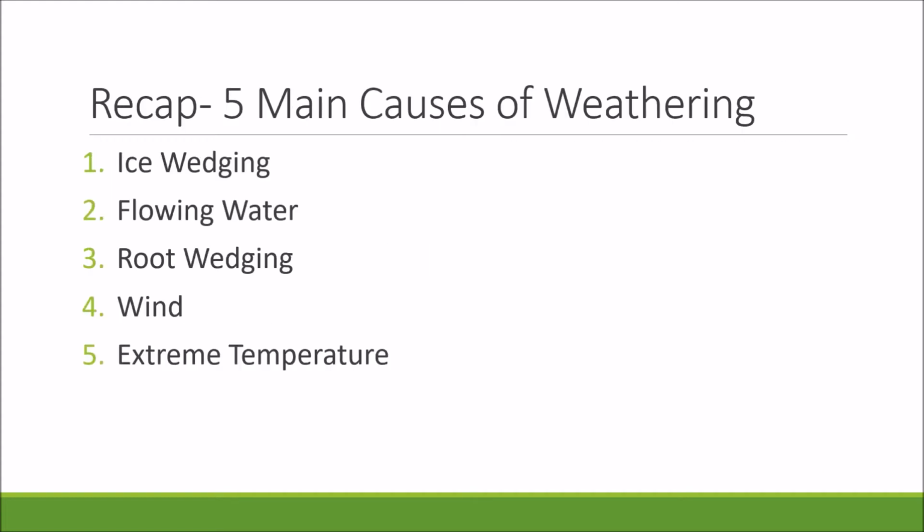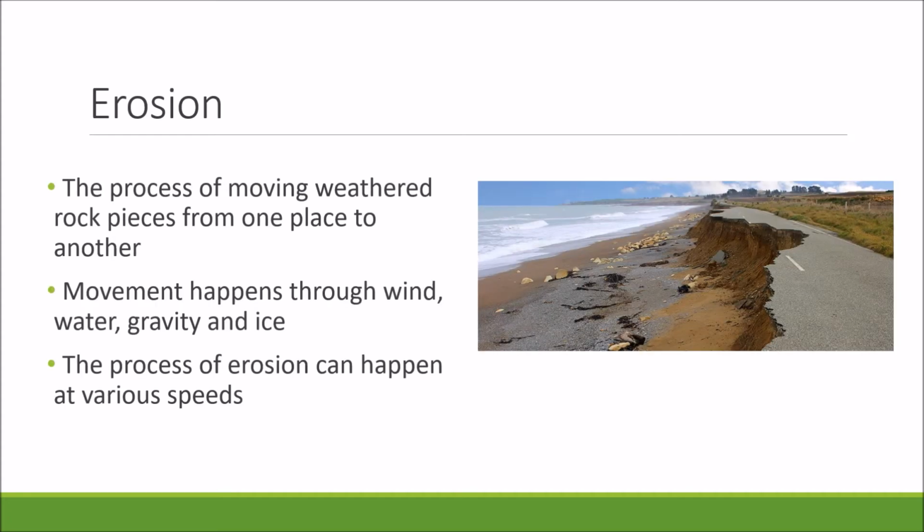All right, so just to recap, there are 5 main causes of weathering. The first one that we talked about was ice wedging. The next was flowing water, root wedging, wind, and extreme temperature. So next we're going to talk about erosion.